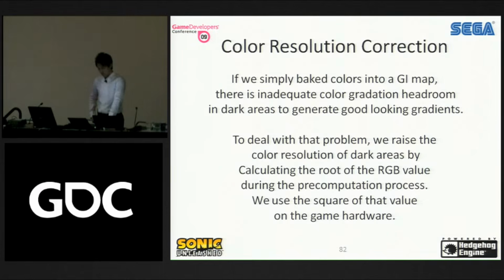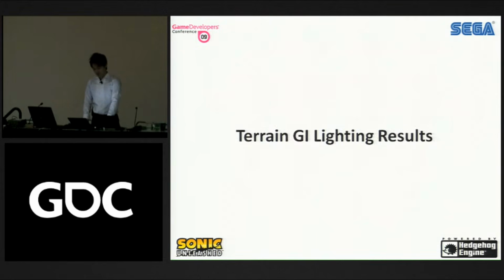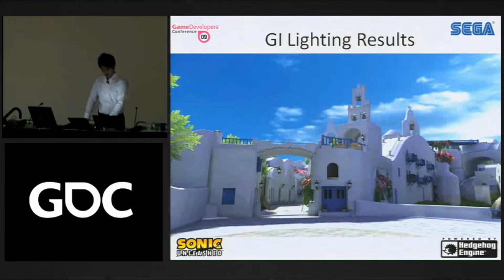Now I'd like to talk about color resolution correction. If we simply baked colors into a GI map, there is inadequate color gradation headroom in dark areas to generate good-looking gradients. To deal with this problem, we raise the color resolution of dark areas by calculating the root of the RGB value during the pre-computation process. We use the square of that value on the game hardware. By doing this, you can have a good color.